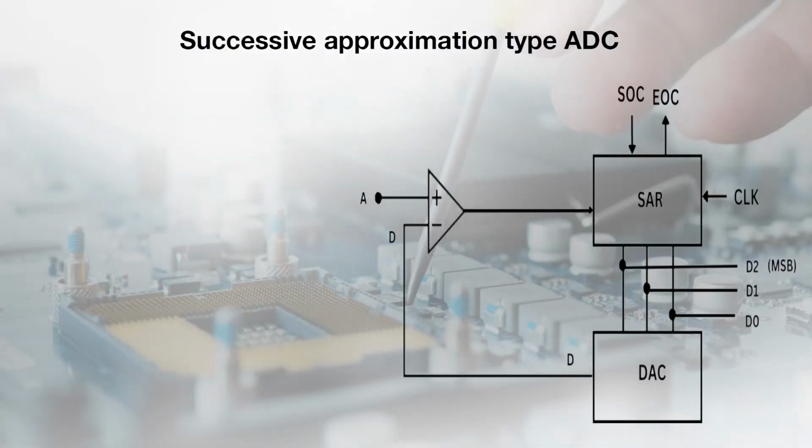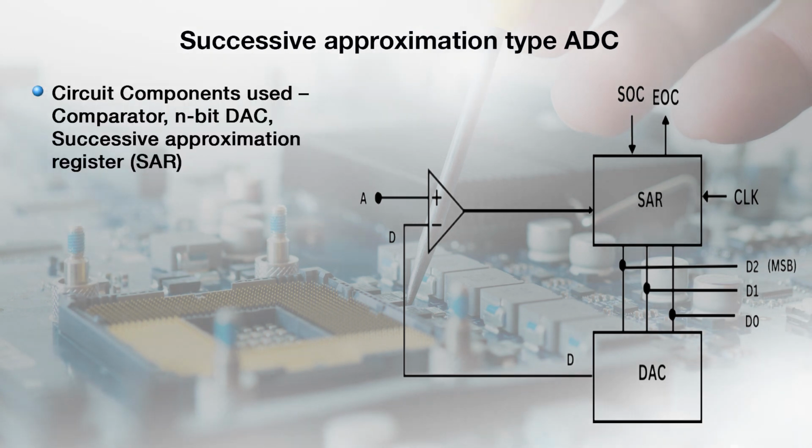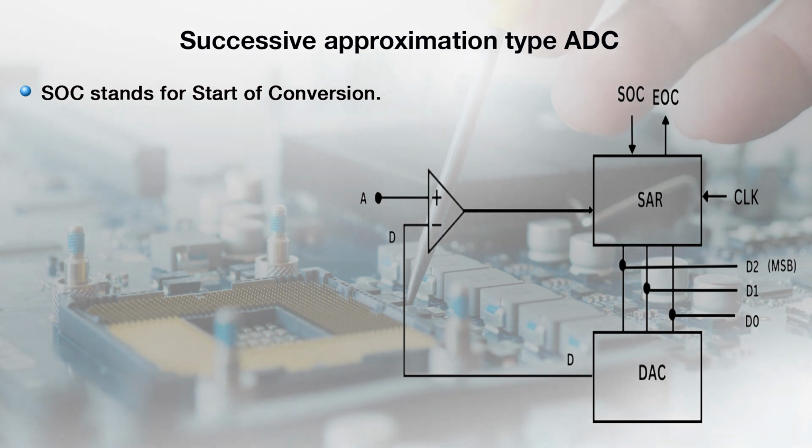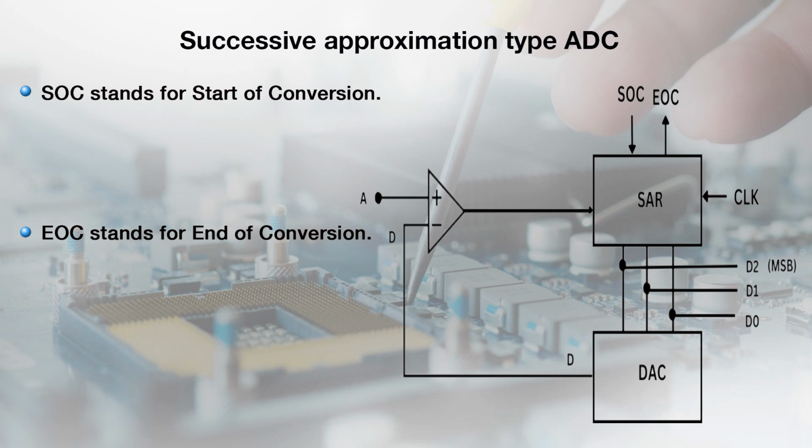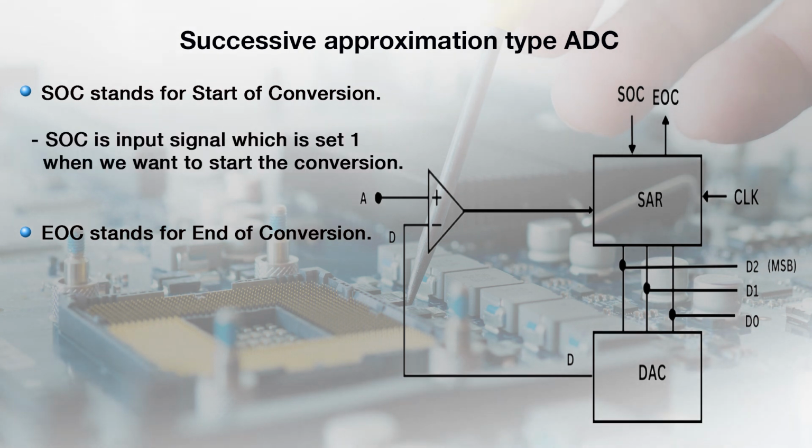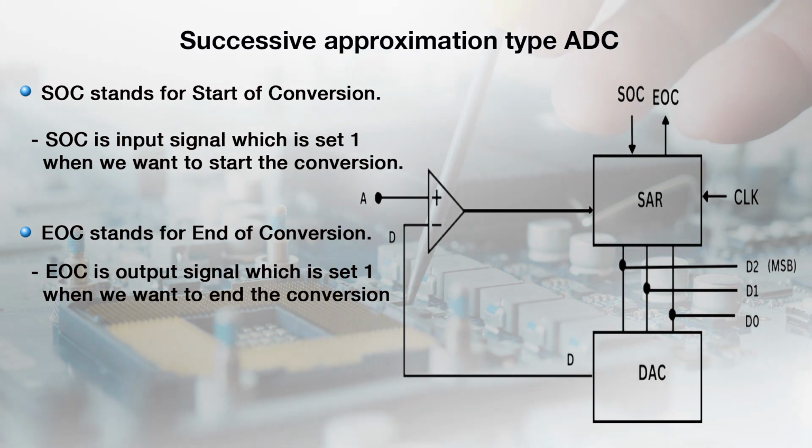So, before understanding the operation of this converter, look at the schematic diagram to understand the design. The design of successive approximation type AD converter requires one comparator, one n bit DA converter and one successive approximation register, which is also called SAR. Here also there are two control signals given to the SAR register, SOC, that is the start of conversion signal, and EOC, that is the end of conversion signal. SOC is an input signal and EOC is an output signal. When we want to start the conversion, SOC is set to 1, and when the conversion is complete, EOC is set to 1.